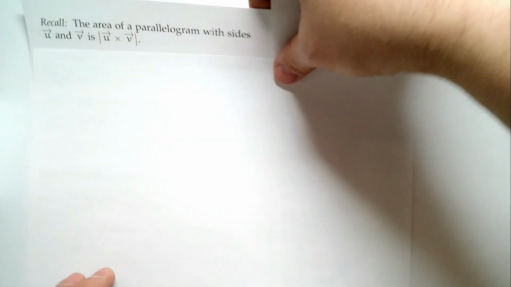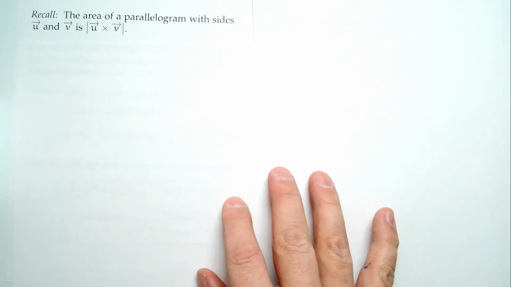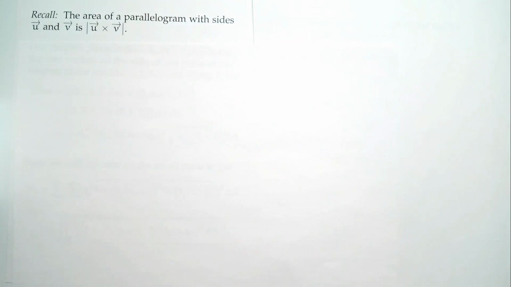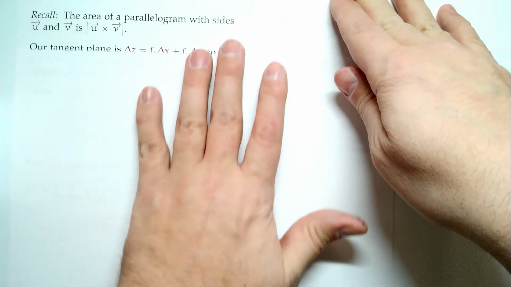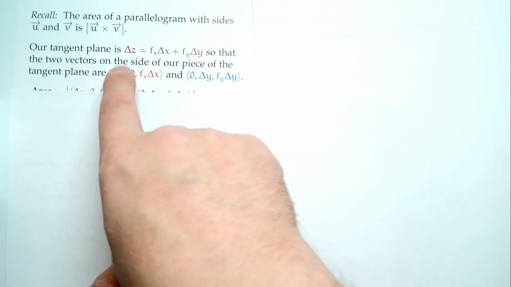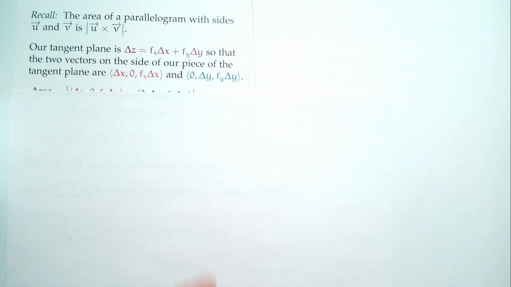Cross product. Okay. So, the area of a parallelogram, when the vectors that are the sides are u and v, is you take the cross product of u and v, and you take the magnitude. So, what happens? Well, our tangent plane is delta z equals f sub x delta x plus f sub y delta y. That's just our generic way to write down what a tangent plane does.